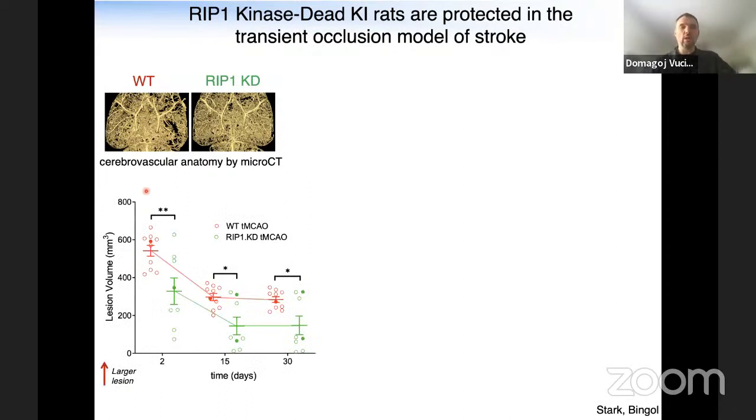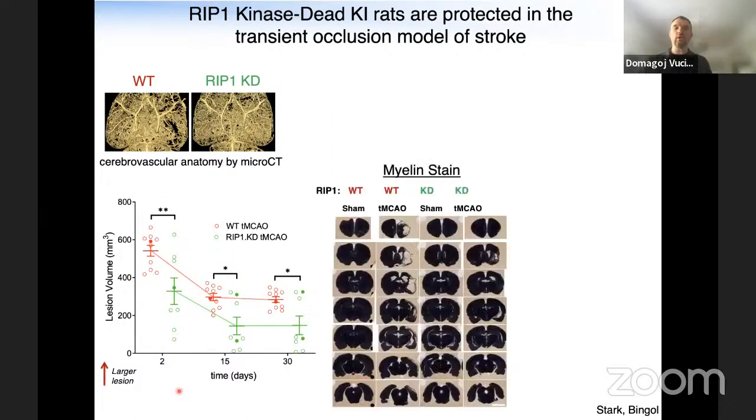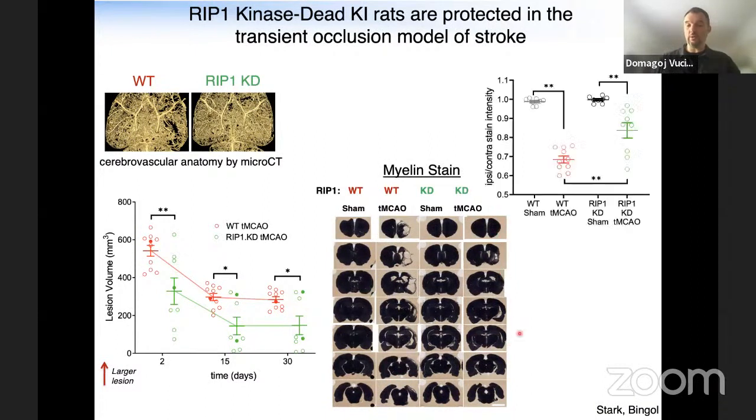The critical one by CT is the lesion volume. As you can see here in the wild types, you have this lesion in red. However, in RIP1 kinase dead, much less, a much reduced lesion volume. So that means they're greatly protected in this case. We also looked at the myelin stain. So you can see the animals that underwent stroke, wild types, a lot of loss of myelin. However, in the RIP1 kinase dead, that's almost all preserved. And this is the quantification here.